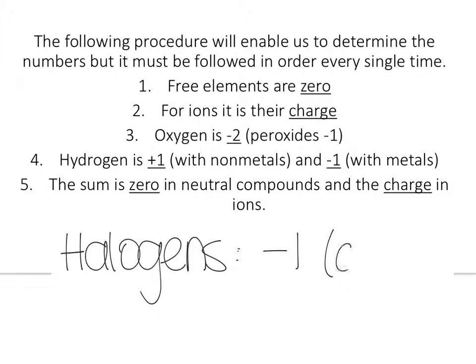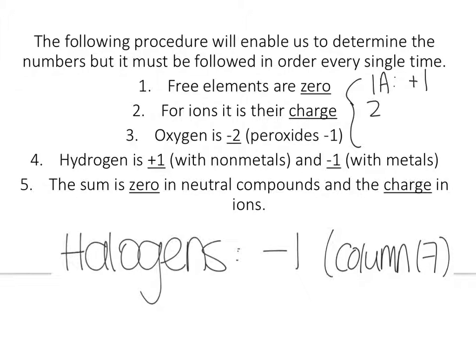Might as well write that. They typically are 17. In addition, I want you to look up here. We're going to have 1A is +1, 2A is +2, and 3A is +3. Okay, so let me explain why I had to add these in. Long story short, I forgot to.